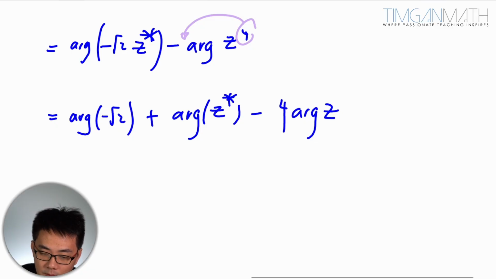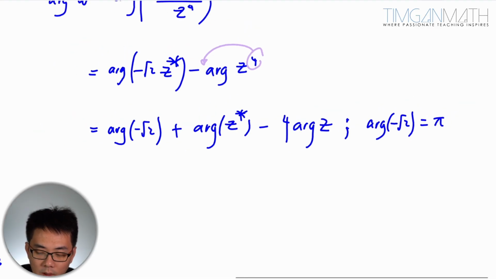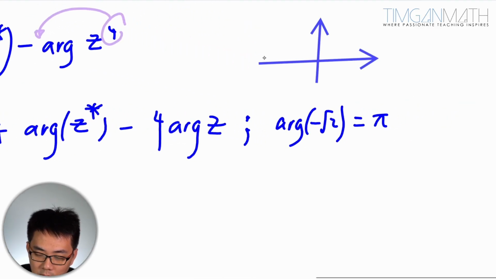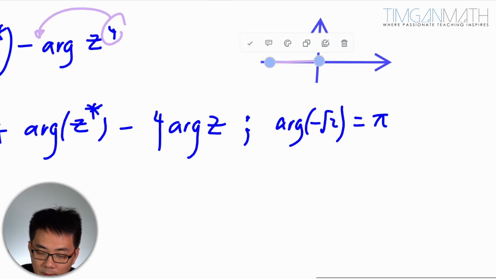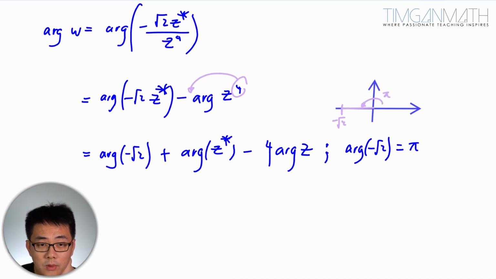Now take note, the argument of a negative real number is actually pi. Because if you were to draw on an Argand diagram, the negative number will be here. So this is pi. Alright, so you essentially look at that.